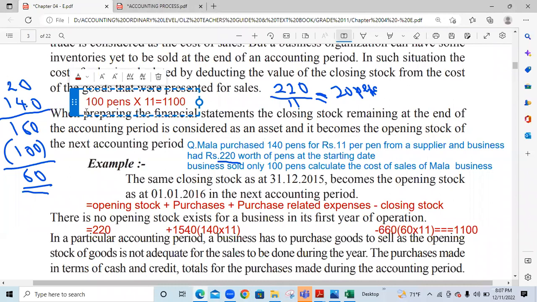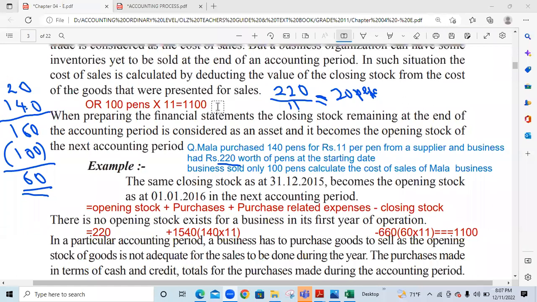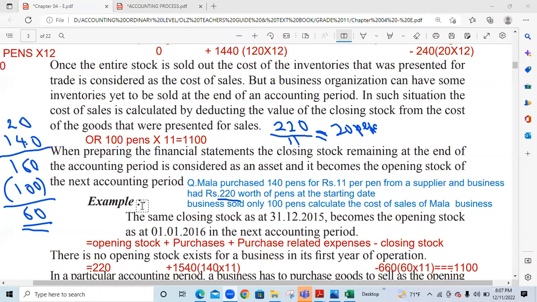Can you all write both methods and keep them? Put 'or' and write the second method as well. Okay, these are just questions I will be discussing again from the beginning: what is opening stock, what's purchase related expense, what's closing stock. Just tell me once you are done. Write both methods and keep.